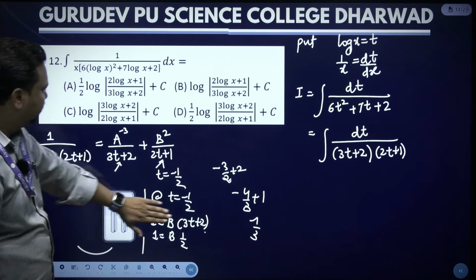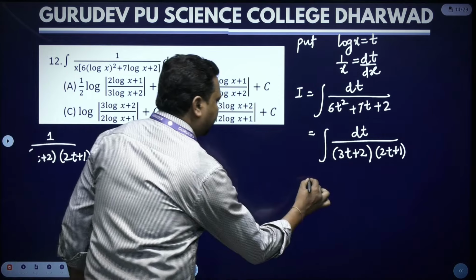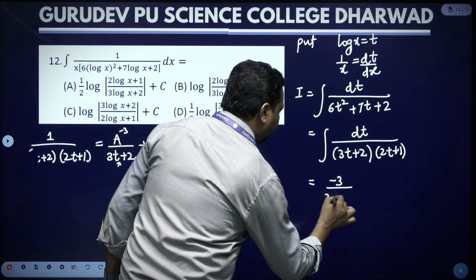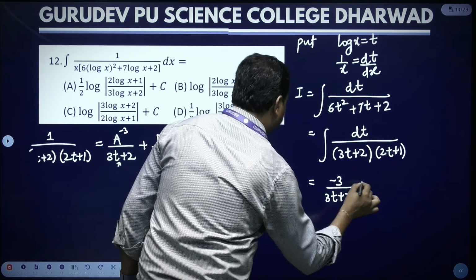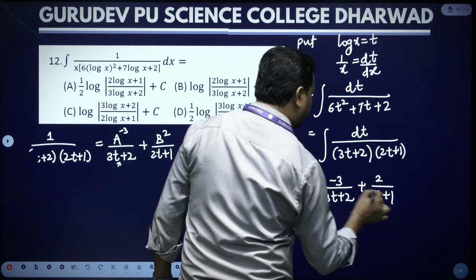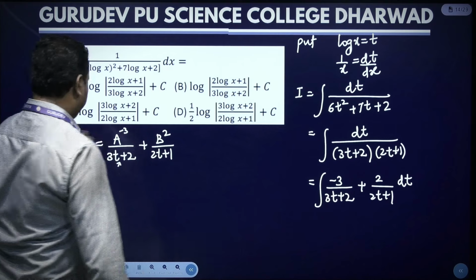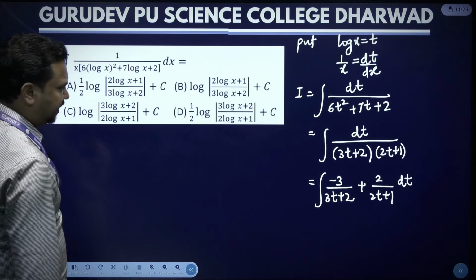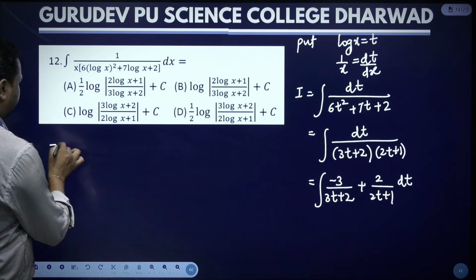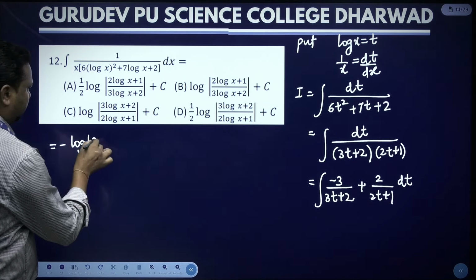A is equal to minus 3, B is equal to plus 2. A is equal to minus 3 divided by 3t plus 2, plus B is equal to 2 divided by 2t plus 1, which you have to integrate with respect to t. After integration, what is the integration of this function? First one is minus, you keep it aside. So what we get is log mod 3.